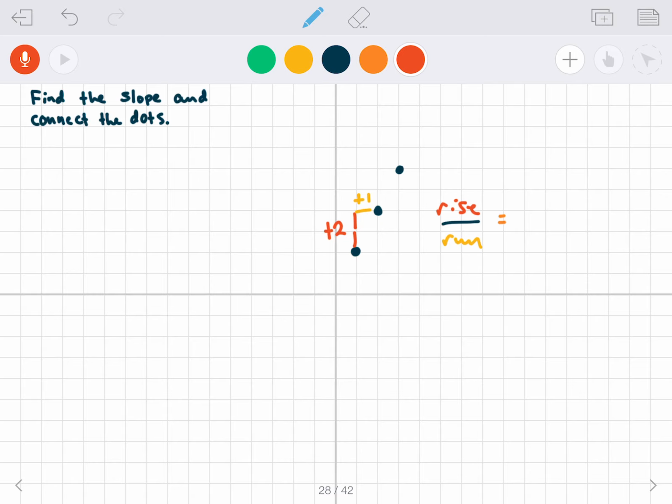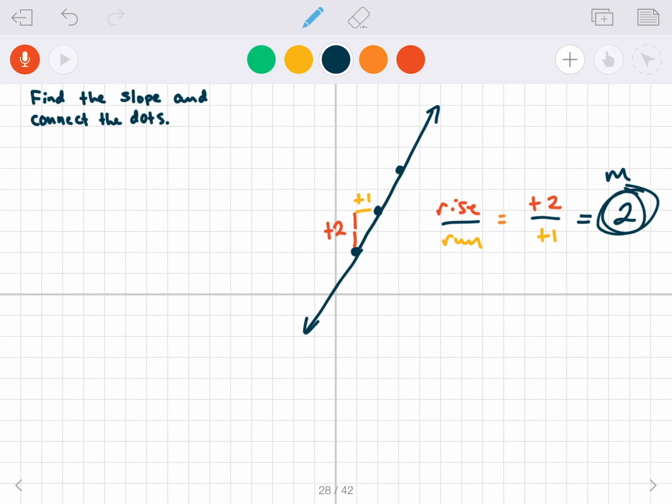I went up 2, and then I went to the right 1. So rise over run, and a positive 2 divided by a positive 1 is positive 2. So this is my slope. My slope is 2. That measures the steepness of my line. Now if you connect the dots here, that's our line, and we have a steepness of 2 associated with it.